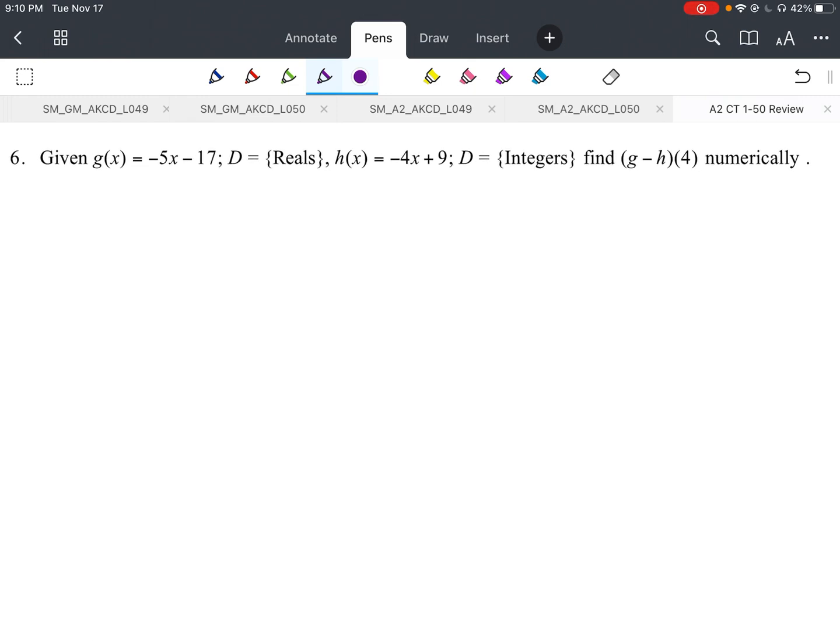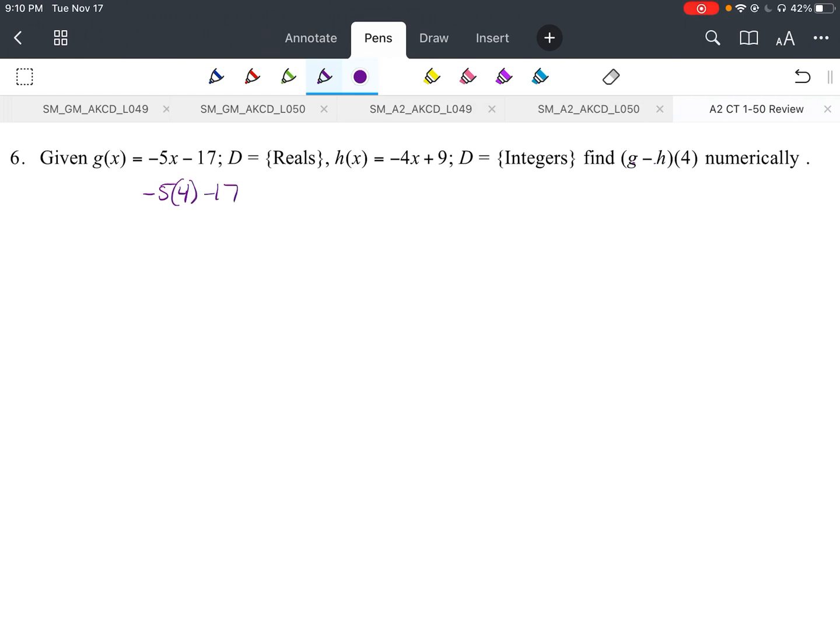Number 6. With these 2 functions, let's find g minus h of 4. So what's g minus h of 4? Well, this is the same as if I plugged this. Remember, this is notation. This is not take some g things at minus h. This is just telling you what to do with your functions. So I'm going to take 4 and put it in here. This is -5 times 4 minus 17.